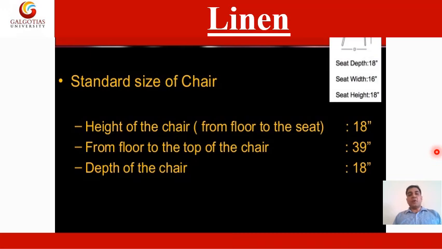When you talk about the height from the floor to the top, where you can relax and keep your back on the chair, it is standardized. 39 inches is the standard which should be followed by restaurants. This is not compulsory, but it is the standard which should be used by the restaurant and hotel industry. The depth of the chair is also supposed to be 18 inches. That means the seat from here to here, if you measure, should be 18 inches. That's how you can balance the seating, right? That's what you should always remember for furniture at least.